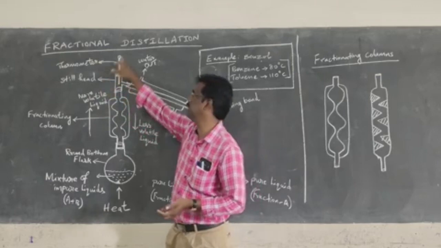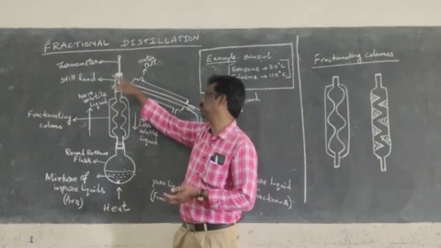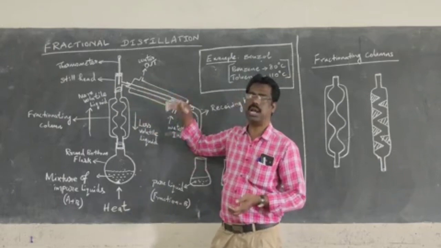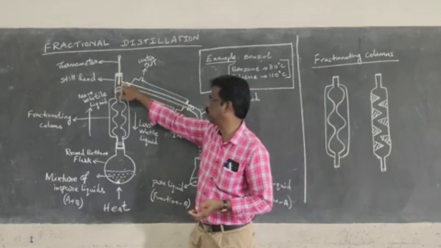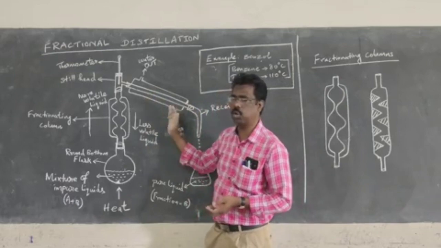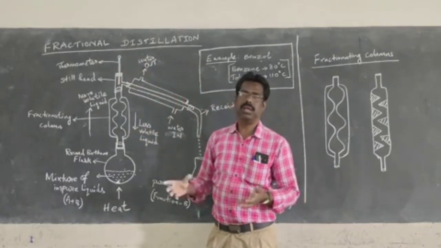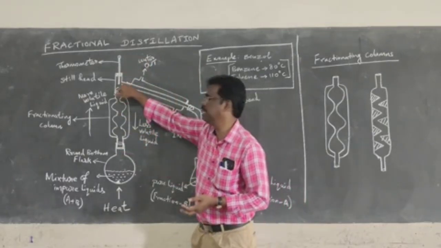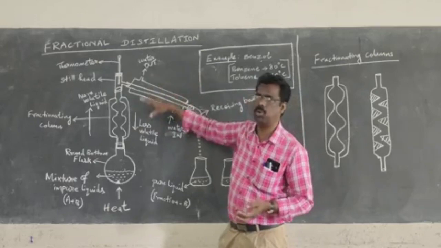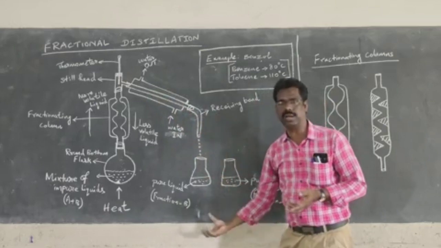In the still head, there is a thermometer which measures the temperature of the vapor. The vapor then passes through the condenser. The condenser has two tubes, an inner tube and an outer tube. The vapor passes through the inner tube, and the liquid passes through the outer tube. The outer tube contains liquid in order to cool the inner tube. The vapor passing through the inner tube gets condensed because of the outer liquid, is converted back into liquid, and is collected in the receiver at the end.